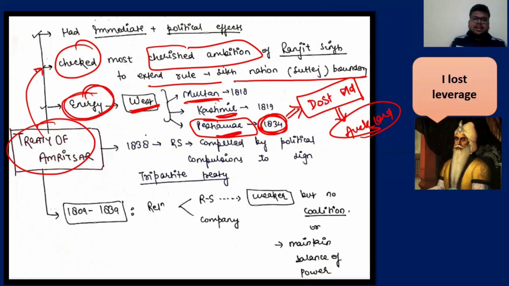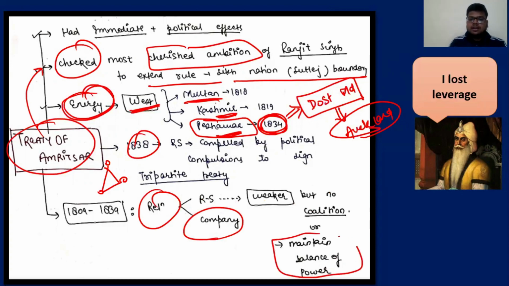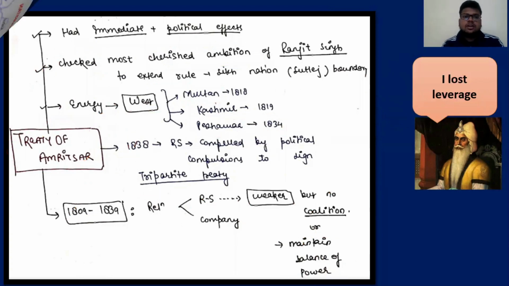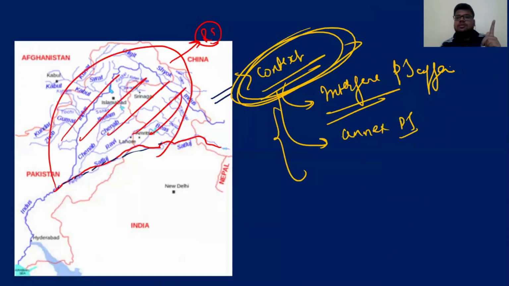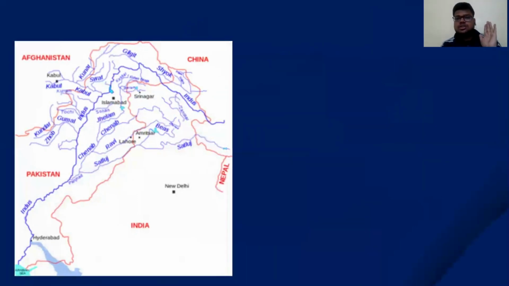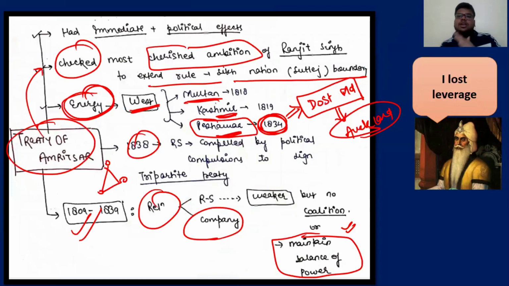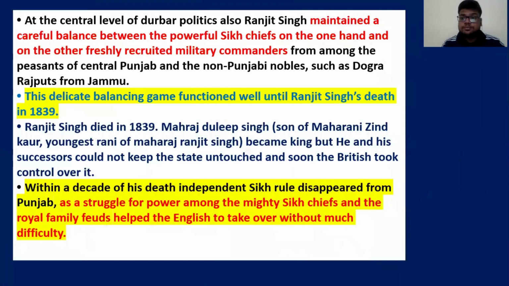Then in 1838, as we have discussed, he was compelled to sign the tripartite agreement that he would help this Afghan, Shah Shuja. So the relation between Ranjit Singh and the company weakened, but he maintained the balance of power. This was the relationship between Ranjit Singh and the English. Remember the Treaty of Amritsar, with the Satluj River as the boundary. The treaty was not favorable to Ranjit Singh, but still he went on. He conquered more area on the west and on the north. This is what he did.